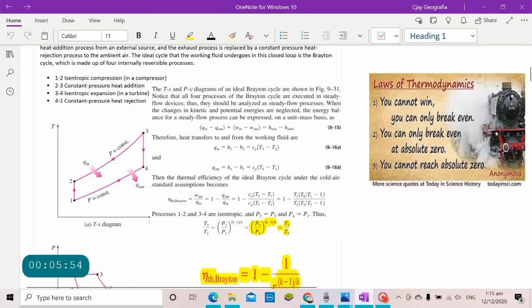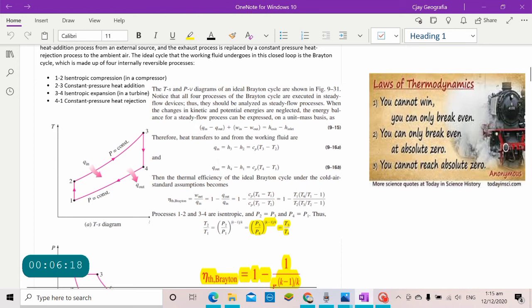So this one, the q in, which is the heat added, and therefore the heat transfer from the working fluid are this one. This is the formula, and this one for the out. I will tell you later what is the function or the meaning of this variable.